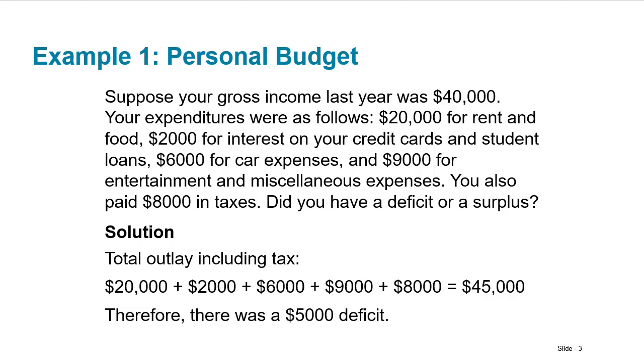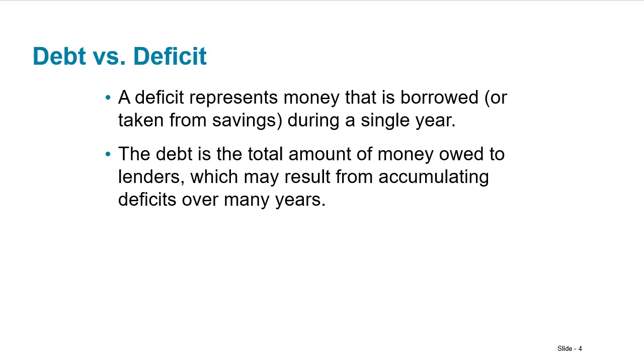Well, basically just add up all of your outlays, right? All of your expenses comes up to 45,000. Therefore, there was a $5,000 deficit. You were basically overspent by 5,000 for the year. So a deficit represents money that is borrowed or taken from savings during a single year. It just means that's how much money you went over your money coming in.